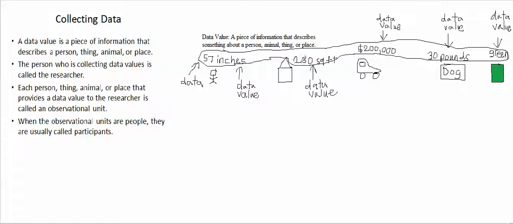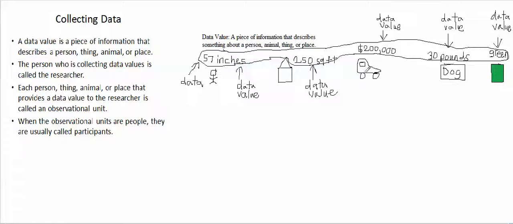If I found out that this house is 250 square feet, then 250 square feet is the data value, and the house itself is an observational unit. So basically, a data value describes something about an observational unit. And an observational unit is just a person, animal, thing, or place.